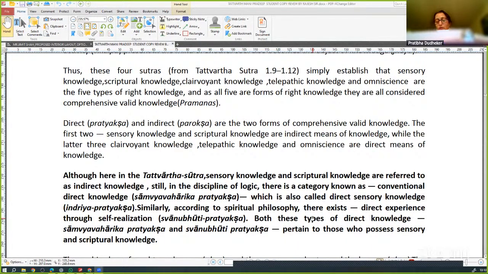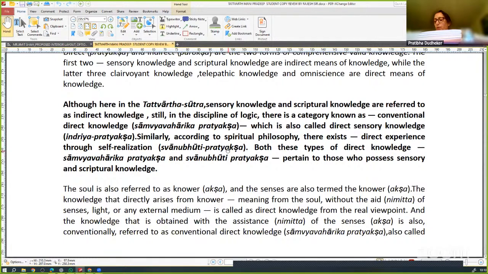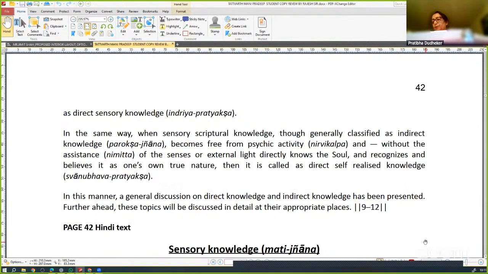The knowledge that directly arises from the knower, meaning from the soul, without the aid, nimit, of the senses, light, or any external medium, is called direct knowledge from the real viewpoint. And the knowledge that is obtained with the assistance, nimit, of these senses, aksha, is also conventionally referred to as conventional direct knowledge, Samvyavarik Pratyaksha, also called direct sensory knowledge, Indriya Pratyaksha.